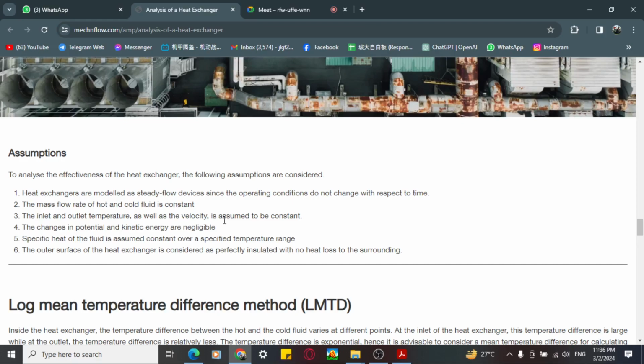So in the assumptions, we are writing what? Writing the things that are not going to happen in real life, like perfectly insulated, no heat loss, the outlet and inlet velocity are the same, the mass flow rates are constant. These things are actually impossible, but we need to assume them when we are doing the calculation. So I think that's all.